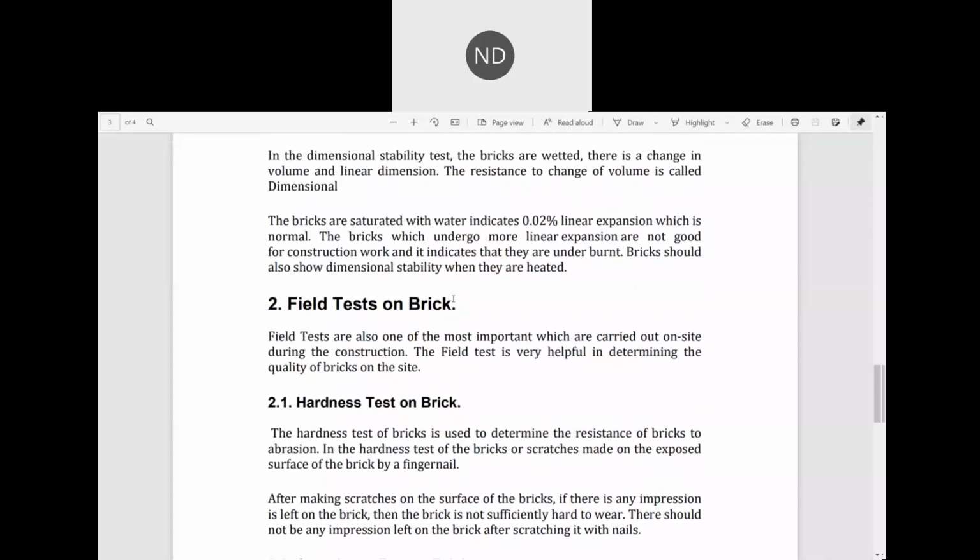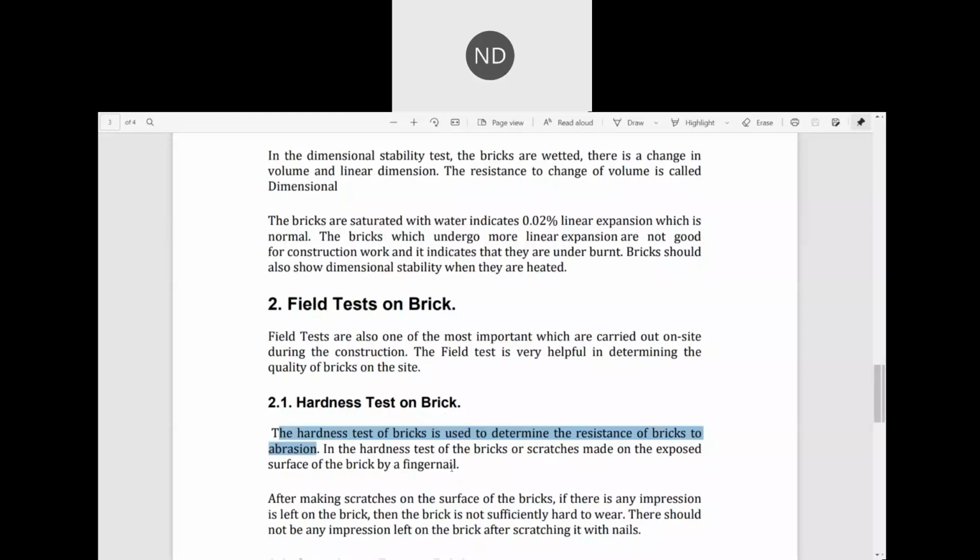Now, from somewhere else, bricks are bought, and on the site itself some other person has bought them, but you need to check the brick quality just before using it in some construction. So you can also check on the field by these methods. Hardness test on the brick. The hardness test of brick is used to determine the resistance of bricks to abrasion. In the hardness test of the bricks, scratches are made on the exposed surface of the brick by a fingernail.